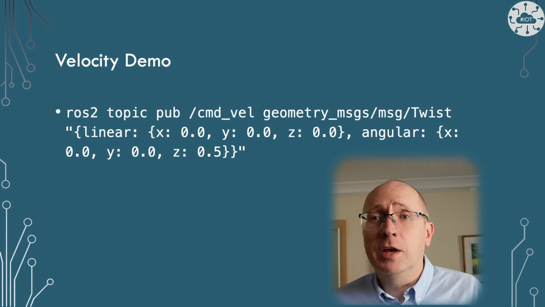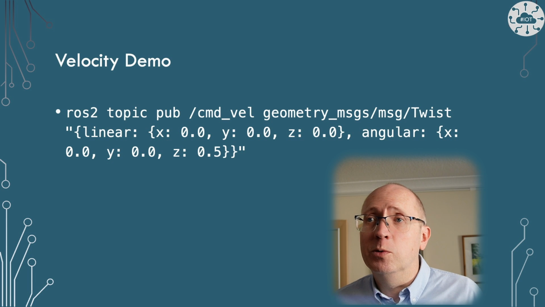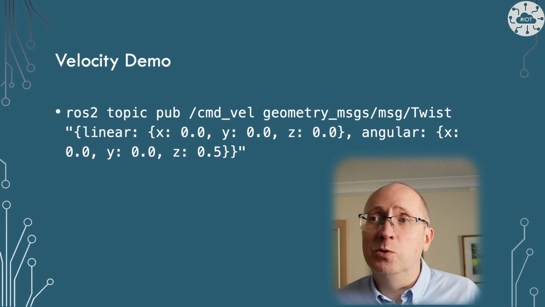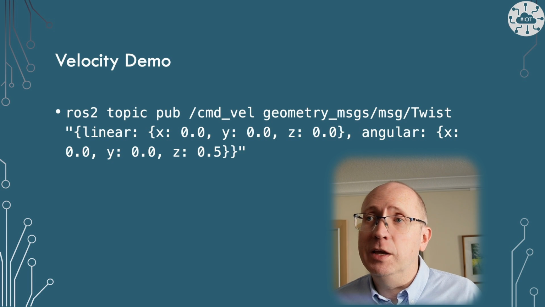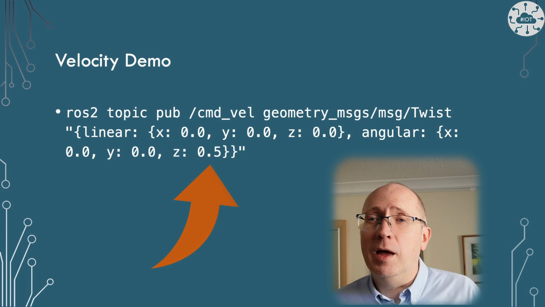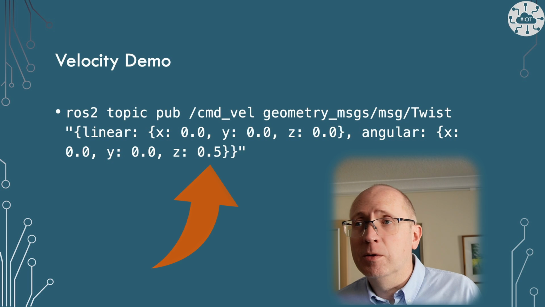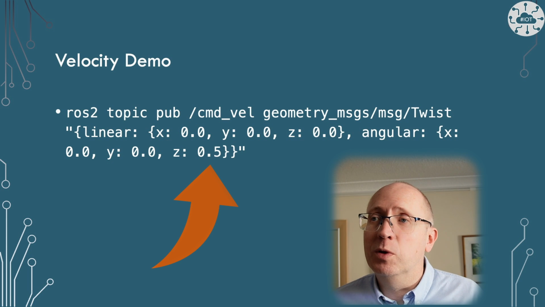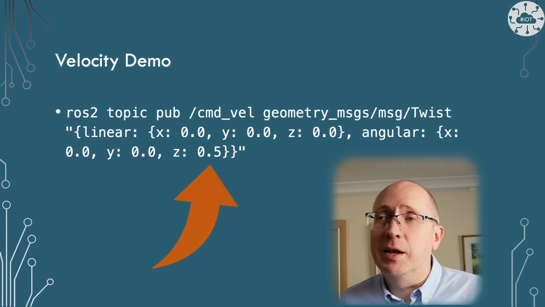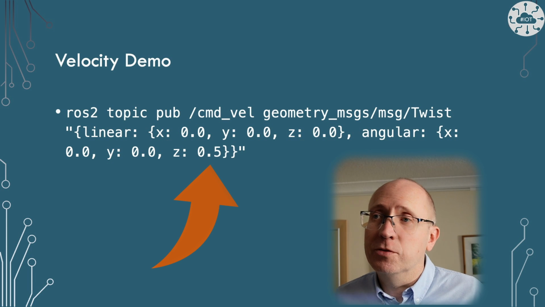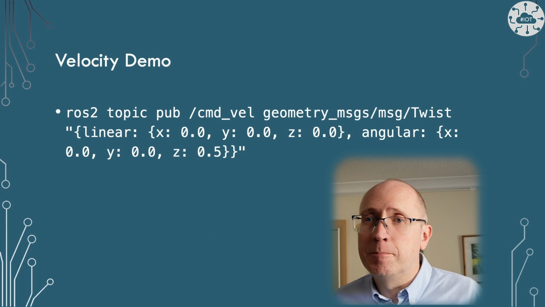Then to actually send a twist message, I'm going to use just the ROS2 topic pub utility to publish that command velocity out there. And I can set that here to do a rotation of 0.5 radians per second, which is a reasonable lick of rotation clockwise. And if I make that negative, I can then actually rotate counterclockwise.